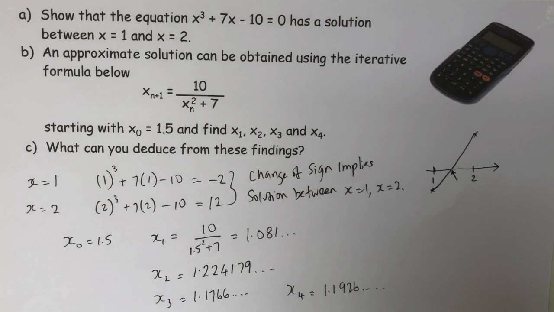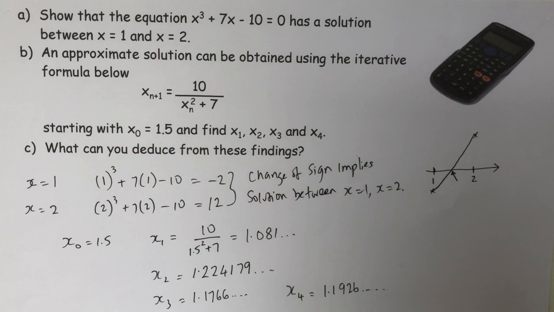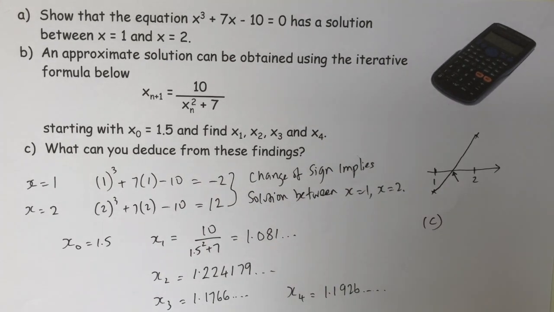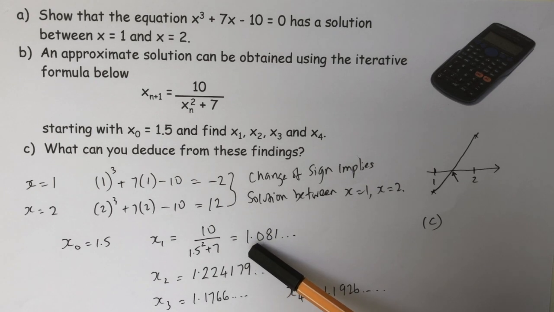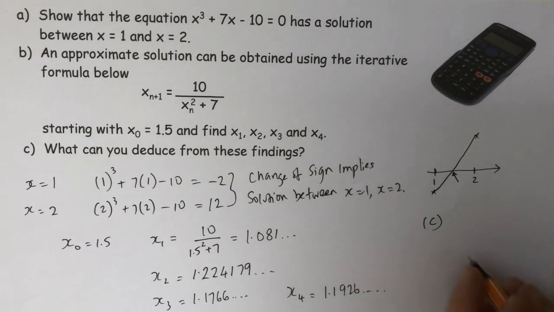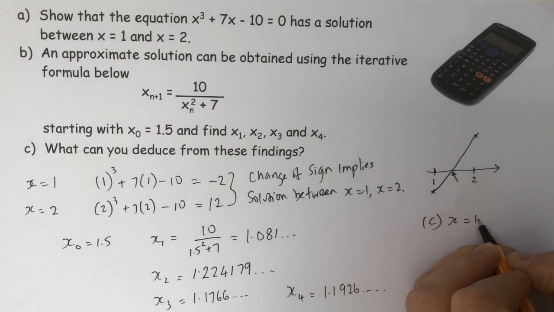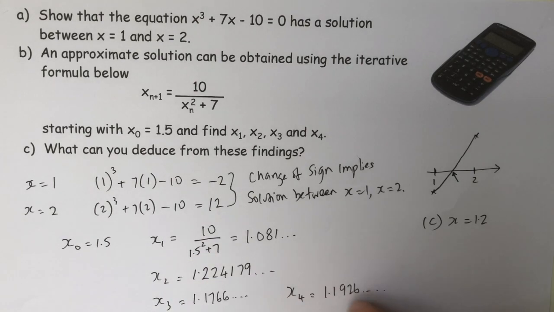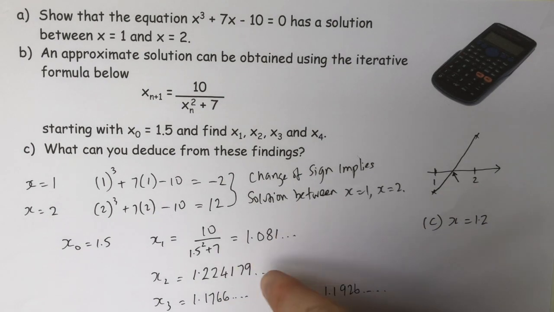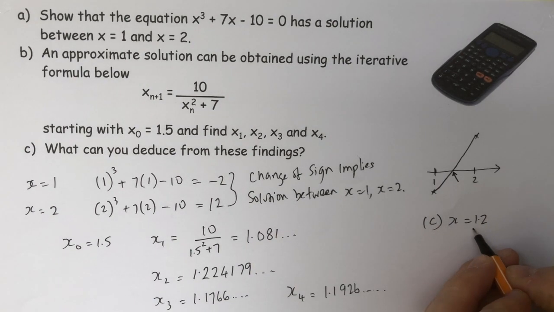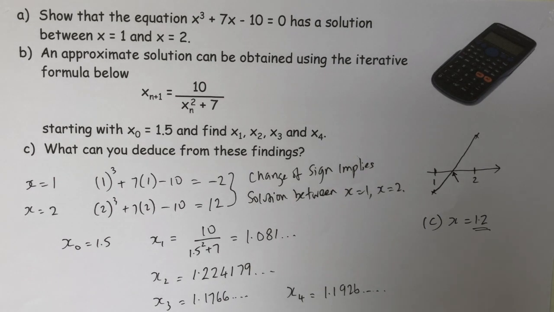Now they're the only ones we've been asked to work out. Hence, in part C, what can you deduce from the findings? Well, we can see that, yes, they've still got an answer between 1 and 2, but we can see that the solutions are getting closer and closer to x equal to 1.2. If I carried on further and worked out x5, x6, x7, I'd get it more accurate than that. But from the findings there, I can say that the solution to 1 decimal place is most likely to be 1.2.